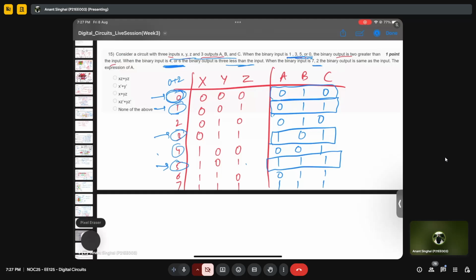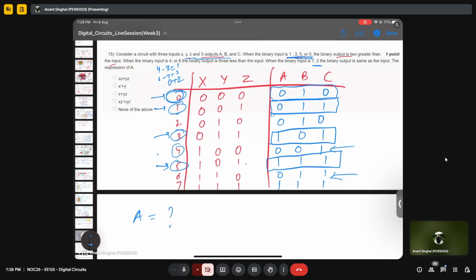Similarly, the plus minus thing happens to other numbers. So 4 and 6 give 3 less than the input. 4 minus 3 is 1 and 6 minus 3 is 3. So 4 I have written as 1, which is this line, and 6 I have written as 3, which is this line. And for 2 and 7, the input and output are the same. Is it clear now? So it is asking for the expression of A.